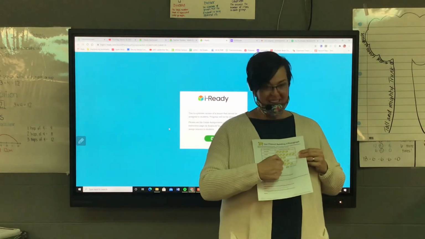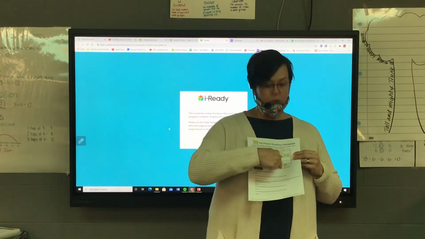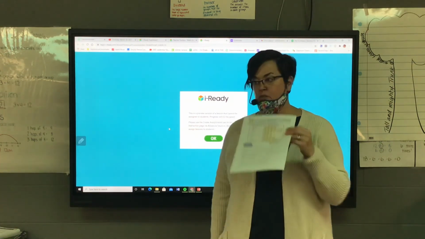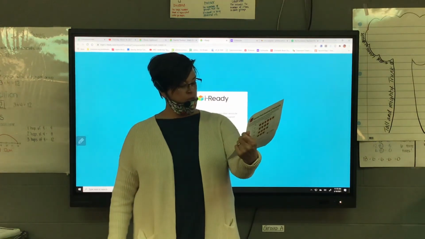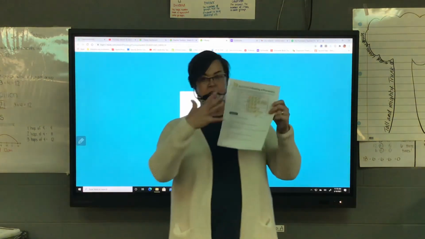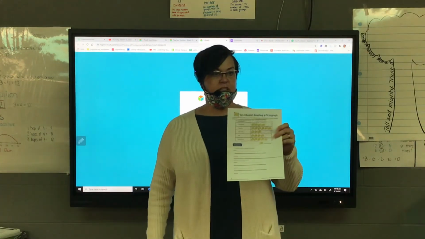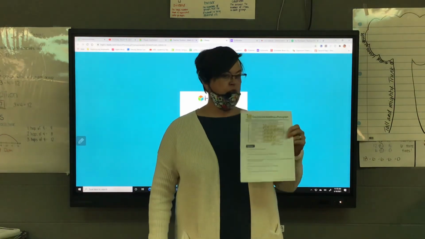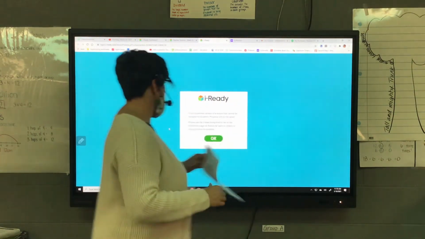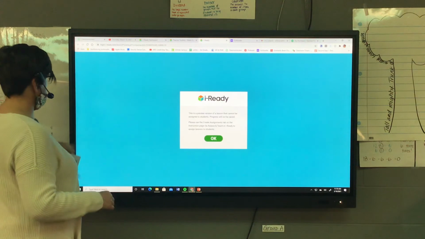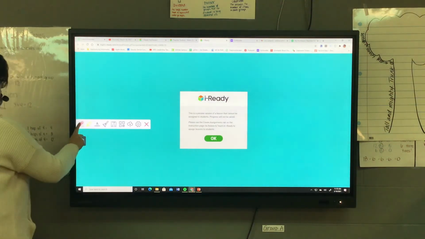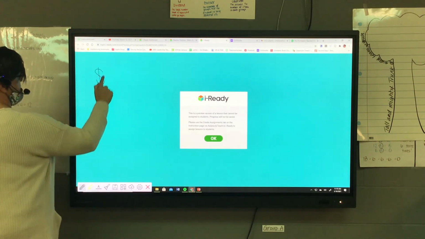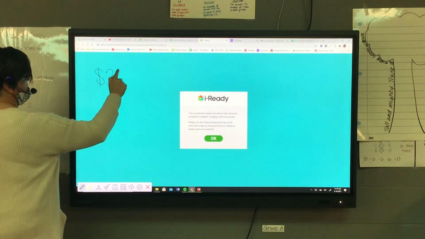180, 190, now 200, 210, 220. So how much money did he earn by selling all of that cheese? $220. So to write $220, do we need a dollar sign? Yeah. And then it's $220.